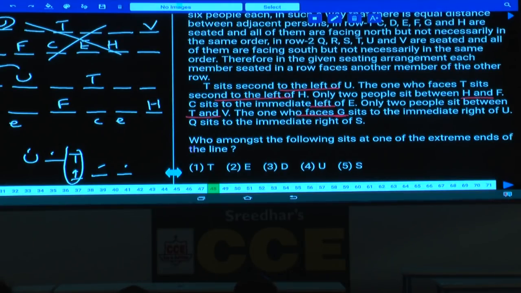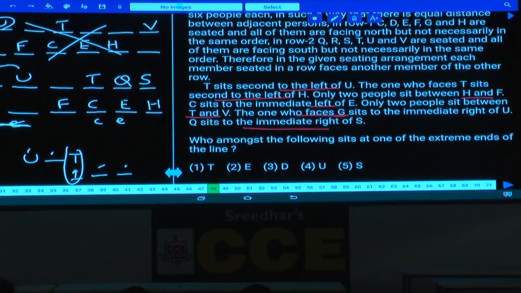And Q sits to the immediate right of S. As Q is to the immediate right of S, what is the possibility here? Q will be here, S will be here. As G is at this place, C and E cannot be in these two places. Hence C is at this place, E will be here. Then who is the person left over? C, D, E, F, G, H. D is the person left over.